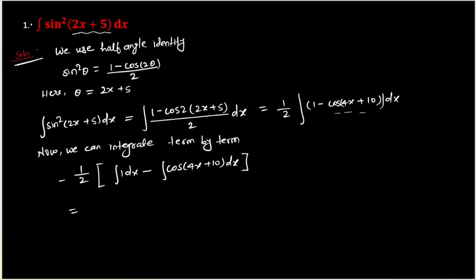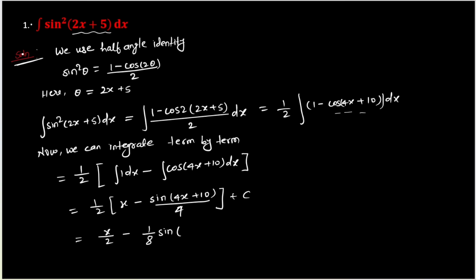This is equal to 1 by 2 times (the integration of 1 is x, minus the integration of cos, which is sin(4x plus 10) by 4, since 4 is a constant), plus c. Simplifying, we can write x by 2 minus 1 by 8 sin(4x plus 10) plus c. This is your answer.